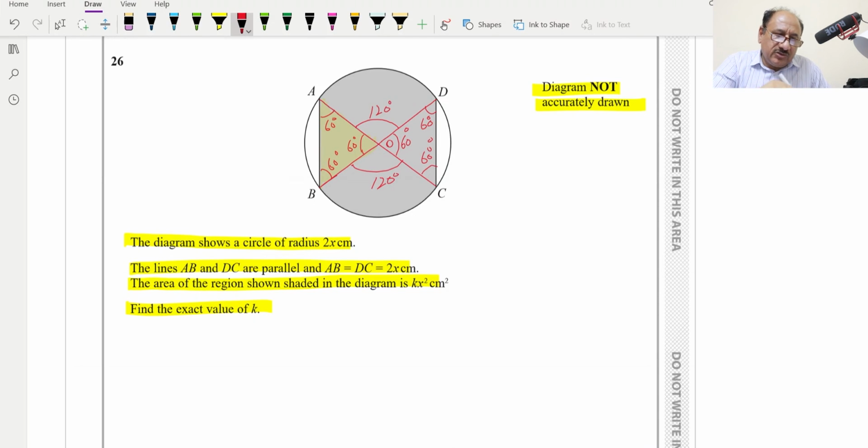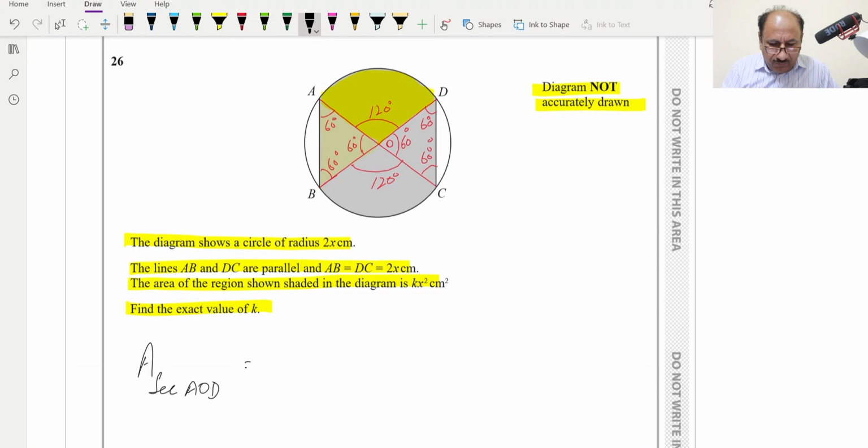Now after this we can find the sector area of this region. This is the sector area. We will find the sector area and we will double it, because these are two sectors of the same size with a sector angle of 120. So what we can do, we can find the area of the sector. First, area of sector AOD.